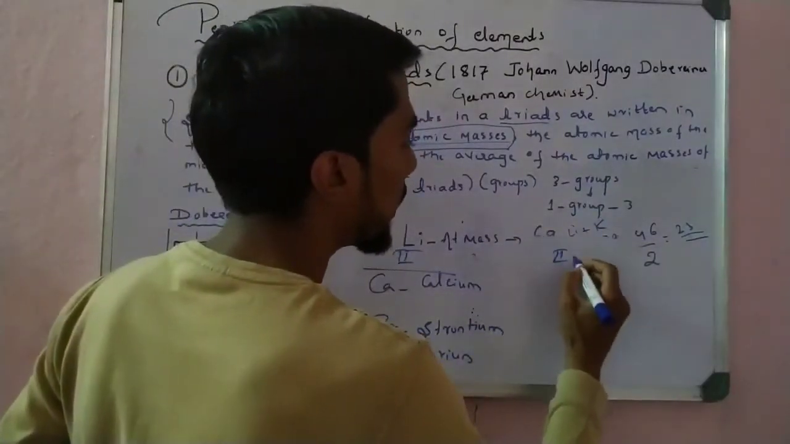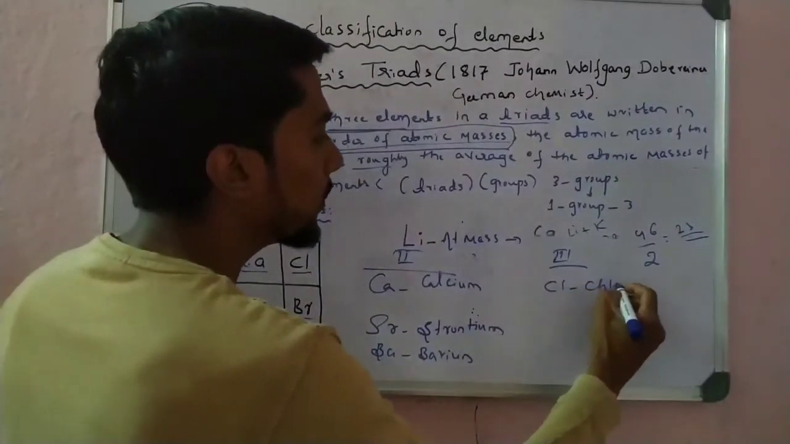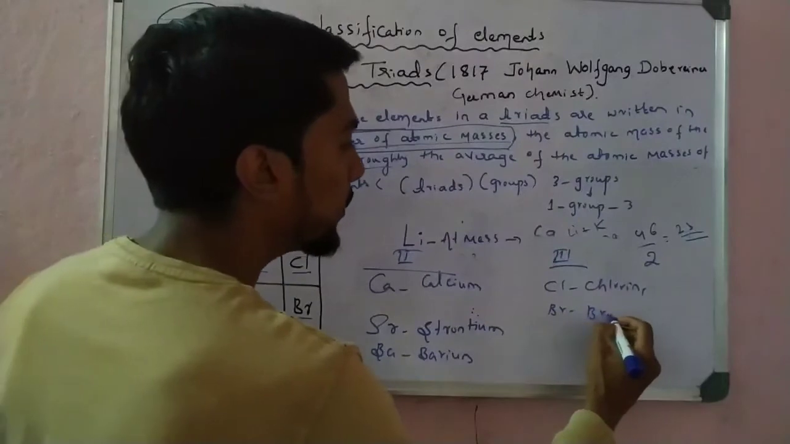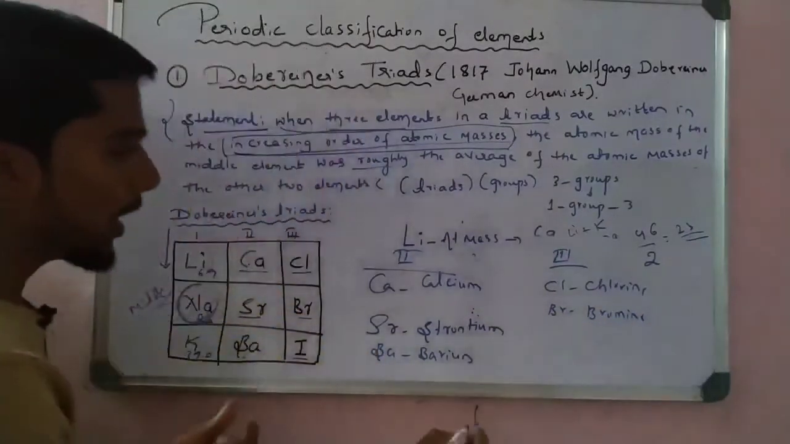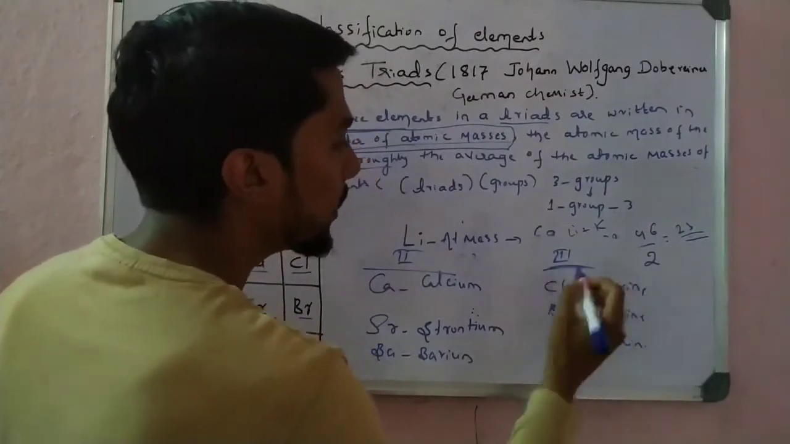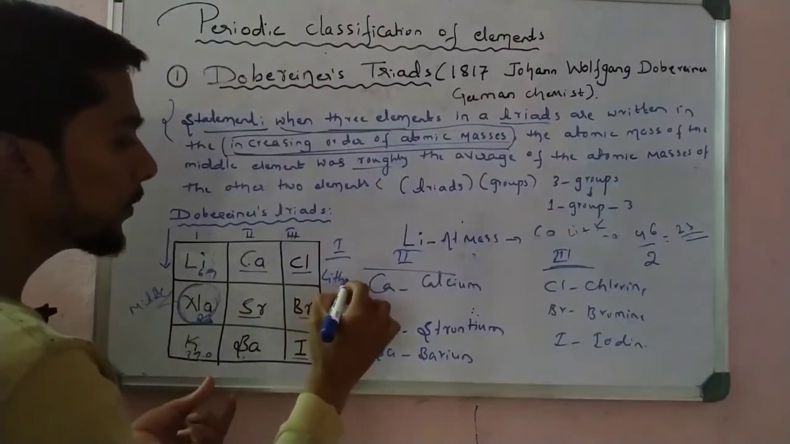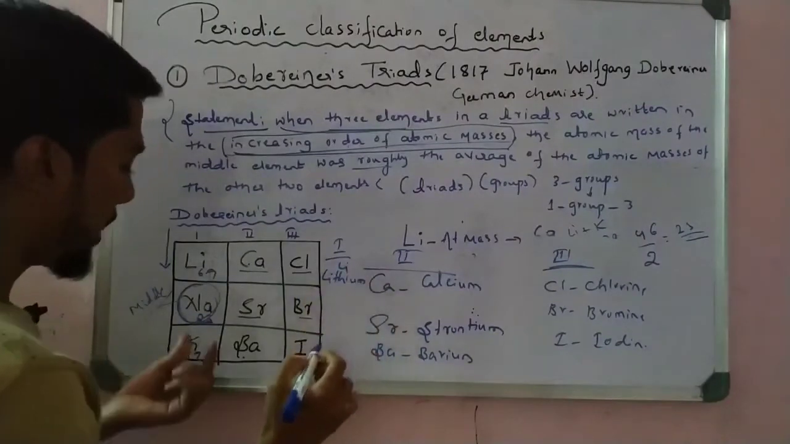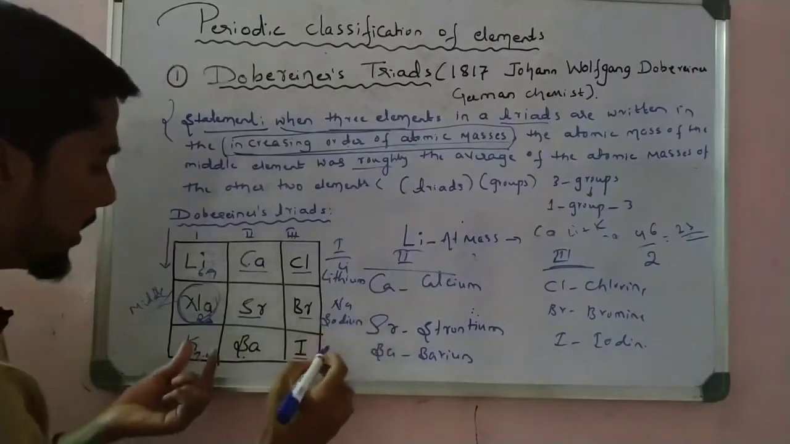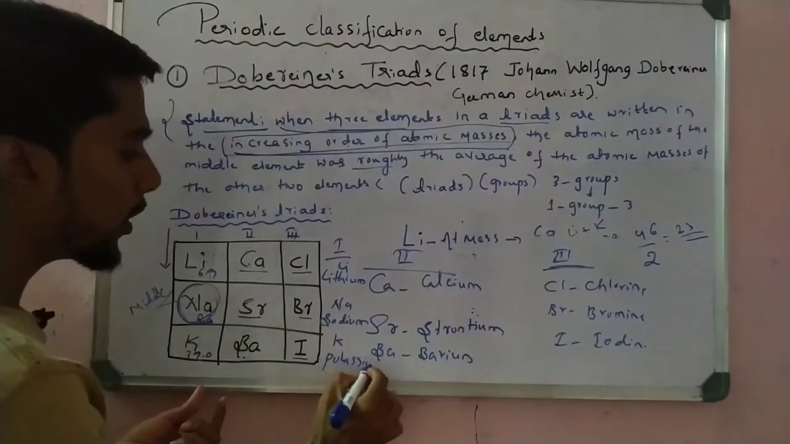In this third group, or third triad, Cl means chlorine, right? And then Br means bromine, and I means iodine. This is Dobereiner's third triad. Dobereiner's first triad is what? Lithium, that is Li, and then Na, that is sodium, and K, that is potassium. So you have to remember all these points.